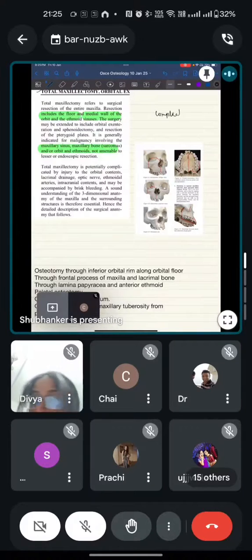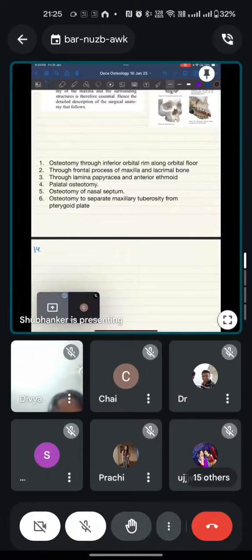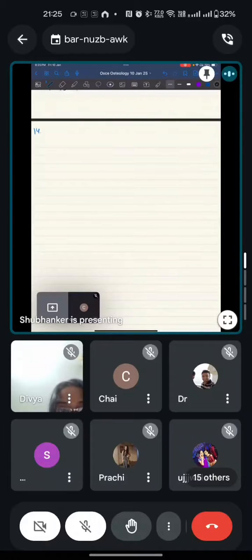What are the complications? So how can you enumerate them? It's given over here. Injury to orbital contents, lacrimal drainage, optic nerve, ethmoidal arteries, intracranial contents, and there might be some bleeding and all. Now here the sequential osteotomy cuts are given, how you will go about the osteotomy.